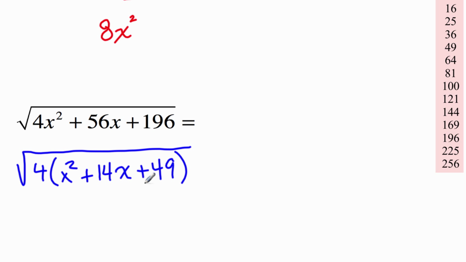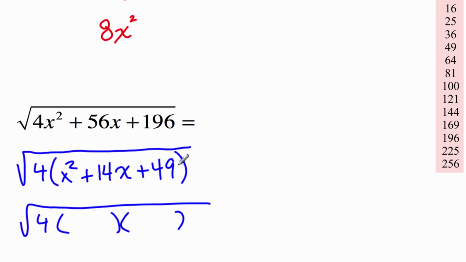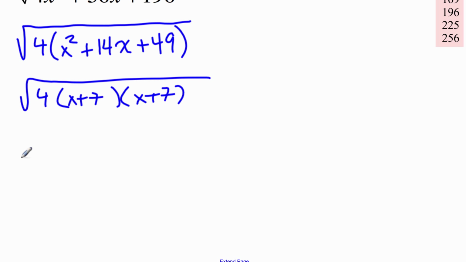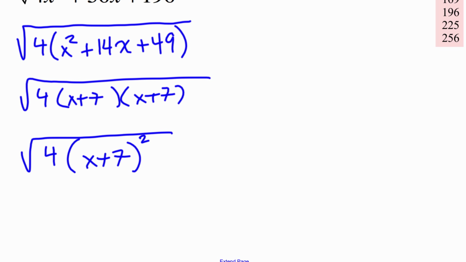Oh, and this one here I could factor, right? x squared plus a number, so the square root of 4. And then I'd have two brackets. Two things that multiply to 49, add to 14. Yeah, you're right. 7 and a 7. Oh, and they're the same. Imagine that. So this will be the square root of 4 times x plus 7, all squared.